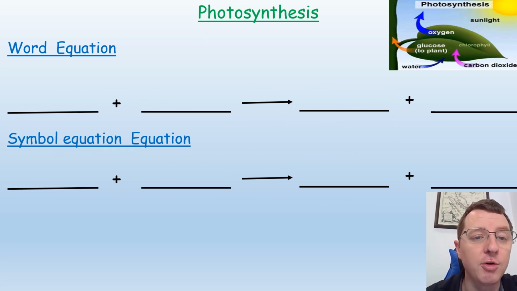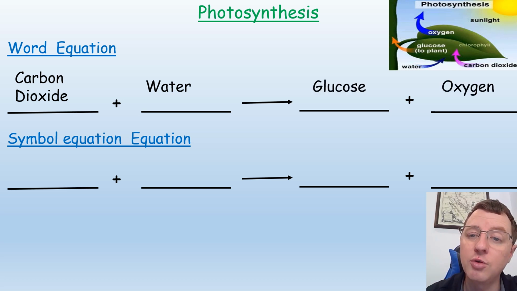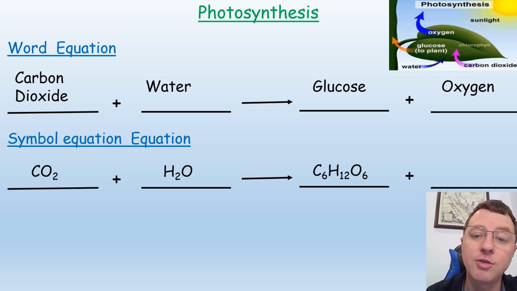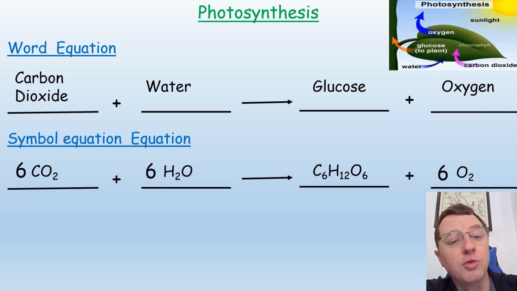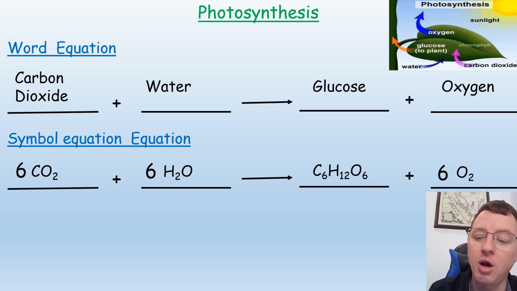So the word equation for photosynthesis is carbon dioxide plus water gives us glucose plus oxygen. And the symbol equation is carbon dioxide CO2 plus H2O gives us C6H12O6 plus O2. And in order to balance that correctly, we need to add large sixes before the CO2 and the H2O and before the oxygen. So in fact you have 6 molecules of carbon dioxide plus 6 molecules of H2O water will produce 1 molecule of glucose and 6 molecules of oxygen.